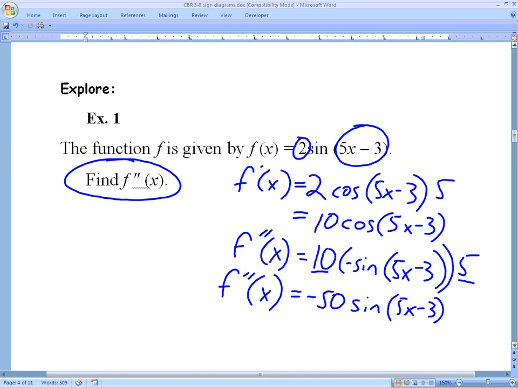Notice 2 derivatives done, and yet my stuff is still the same as when it began, as it's supposed to be, because that's how chain rule works. All right, second derivative, that's the idea. If you can do first derivative, you can also do second derivative. Not much to work on there.